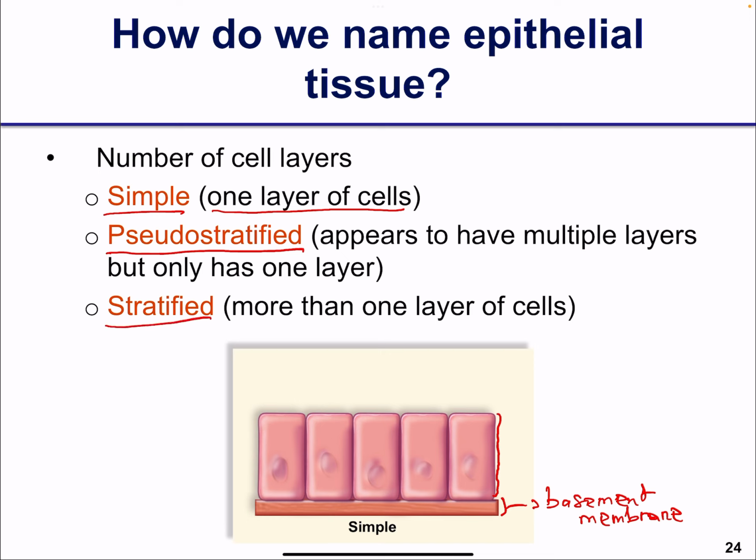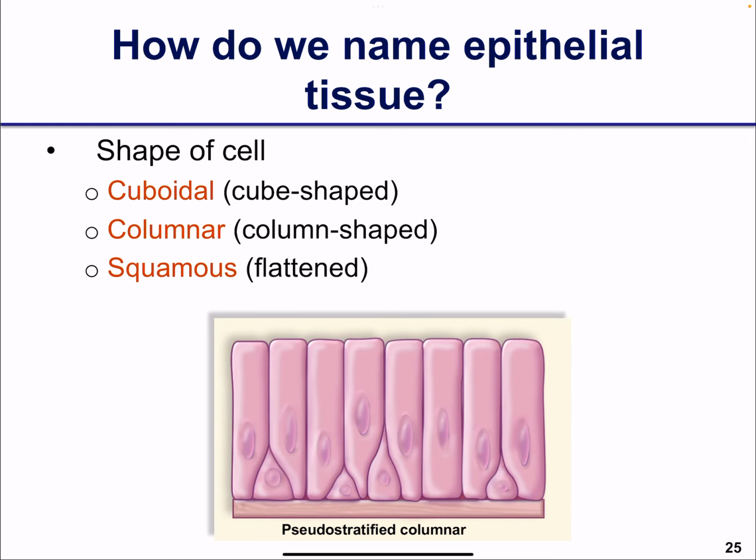Now, based on the shape of the cells, we are going to have cells that are cube-like. These are cuboidal epithelia. They can fit in a cube, so cube-shaped. Then we have columnar epithelia, where the cells are tall. Now here we have cuboidal epithelium. And the basement membrane here. Columnar epithelium, you're going to have tall cells like this.